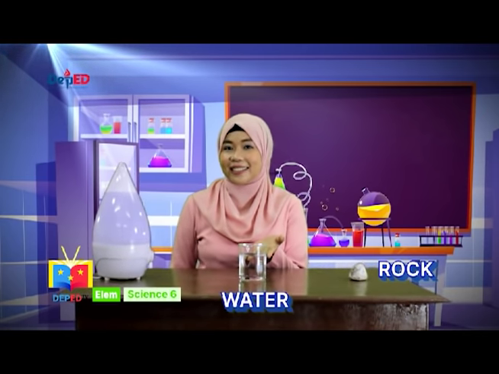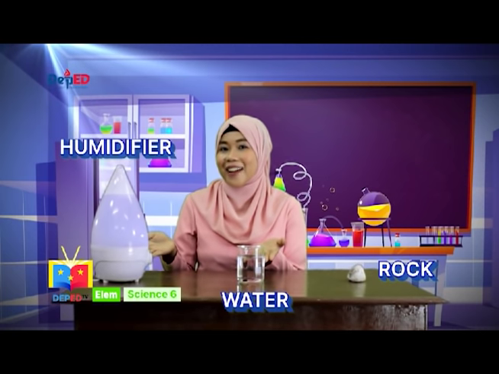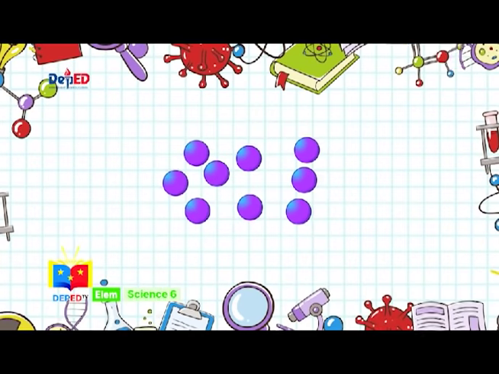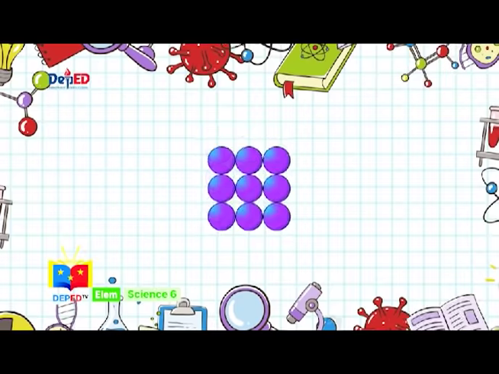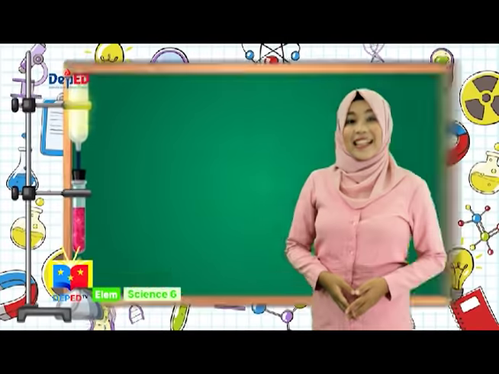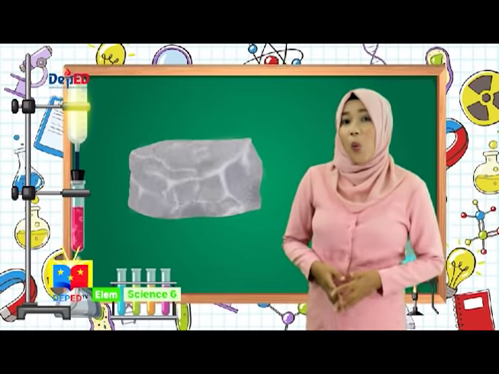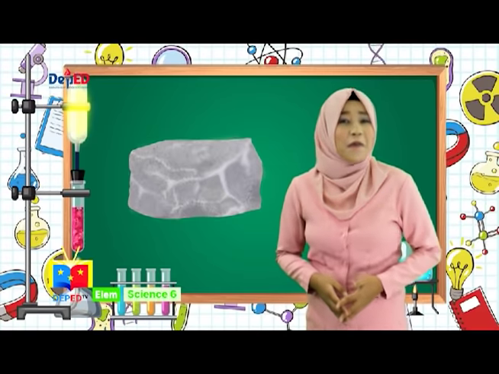I have three items here with me. Broth, water in a container, and a humidifier. The illustration of particles of matter in a rock. As a review, what is the state of matter of the rock?